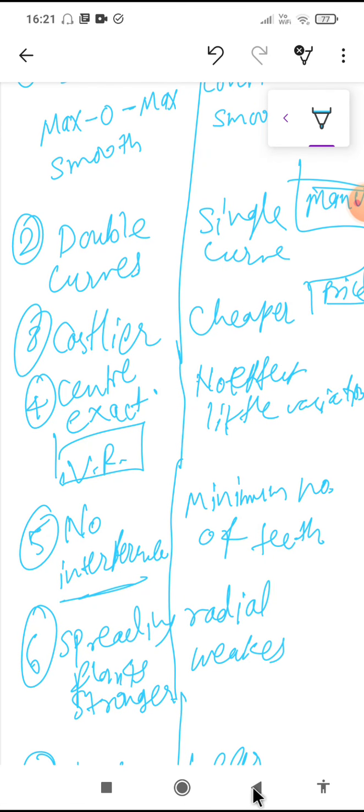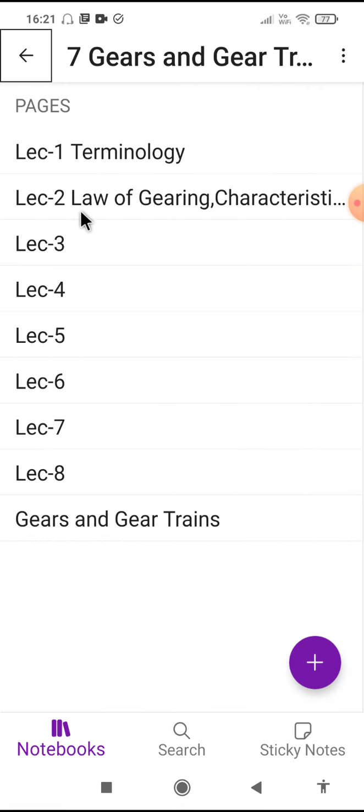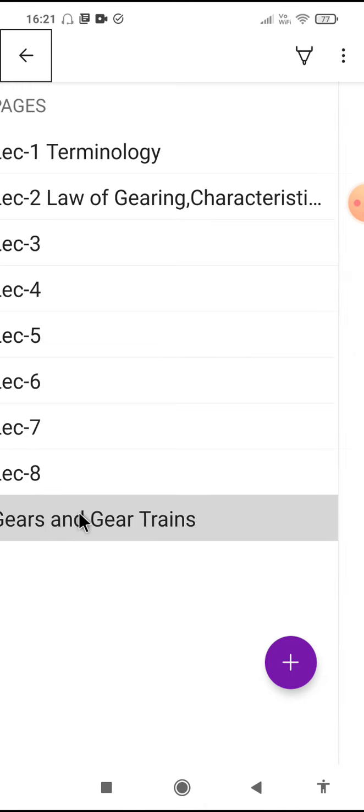So these are the two types of teeth and the differences between them. In the next lecture, the third lecture of this chapter, we will see interference: what is interference and undercutting. These are the topics we will see in the following lectures one by one.